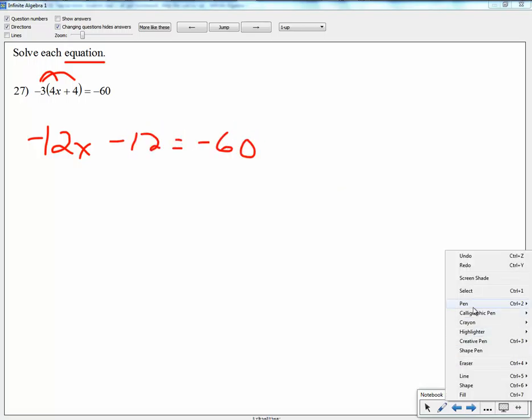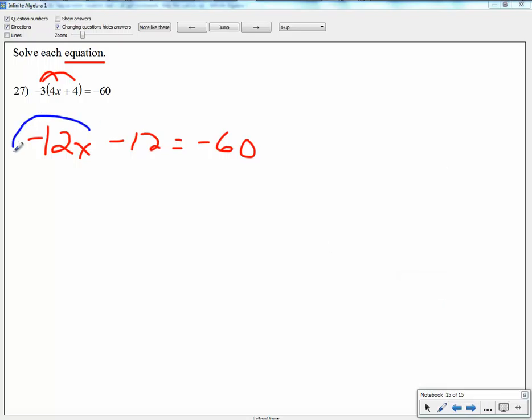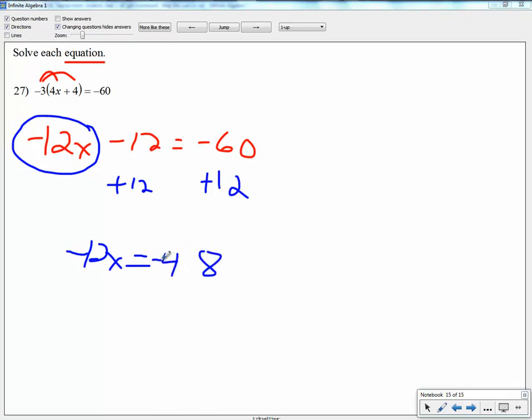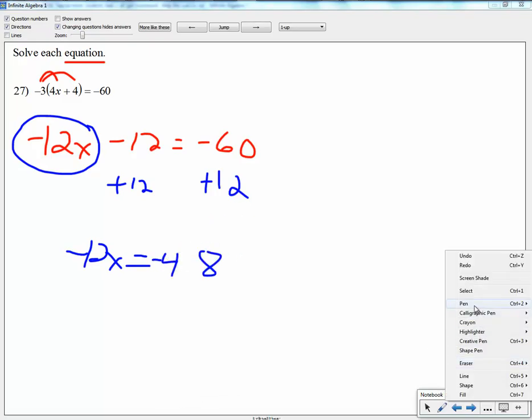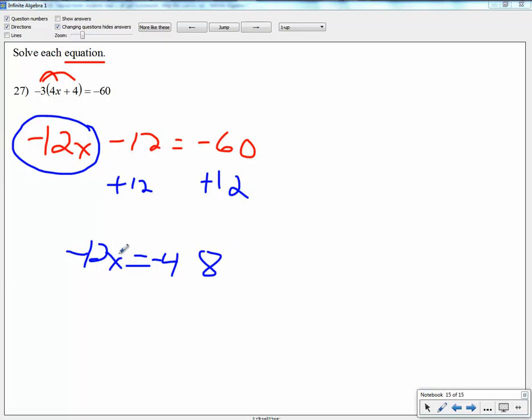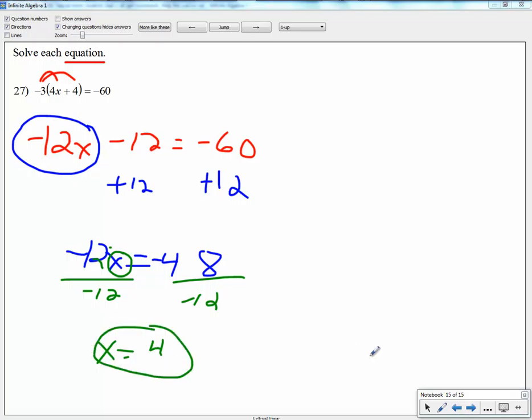Now what we want to do is circle the variable, take care of the hater. The hater is a negative 12, so I'm going to add 12 to both sides. I get negative 12x equals negative 48. And then again, I circle the variable, take care of the hater. The hater is multiplying by negative 12, so I'm going to divide by negative 12. And I get x equals 4. And that's the answer.